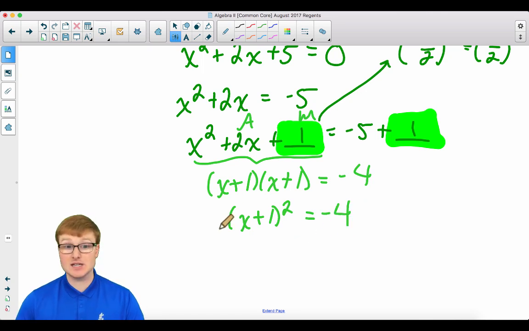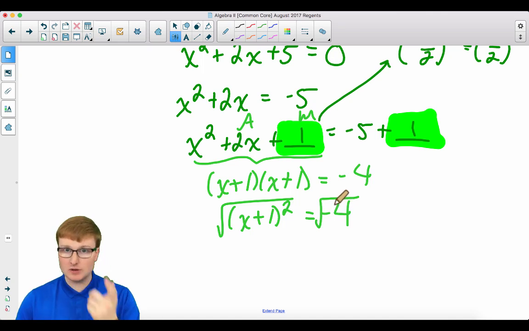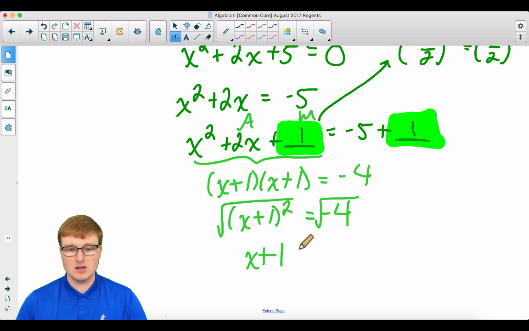Now, to solve for x, we take the square root of both sides. Now, immediately you should see some sort of a problem. We could take the square root of this. That's just x plus 1. You see a problem over here. What's the square root of negative 4? Well, the square root of negative 4 is going to give you an imaginary number.